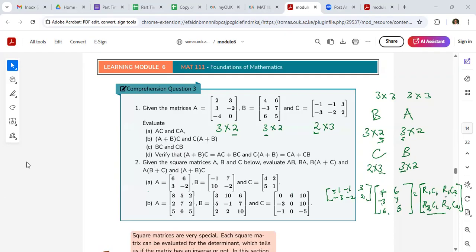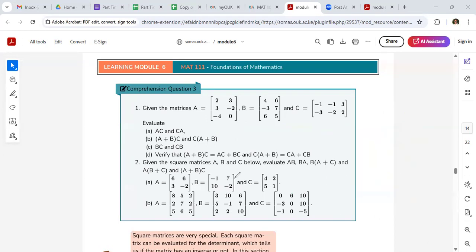So always check, are the two matrices conformable for multiplication even before you start multiplying? For addition, we said matrices must be of the same order. But you notice for multiplication, they are not of the same order. As long as the number of columns in the preceding matrix is equal to the number of rows in the other matrix, then the two matrices are conformable for multiplication.